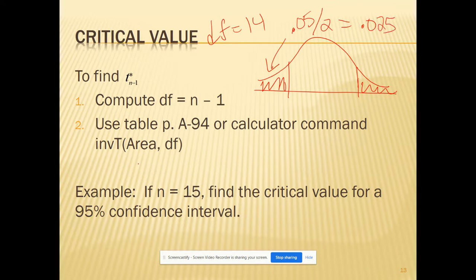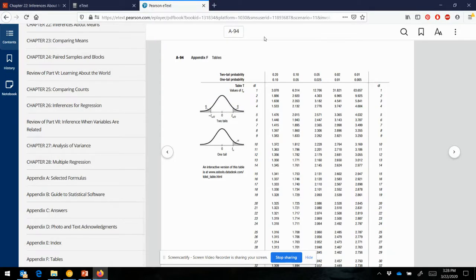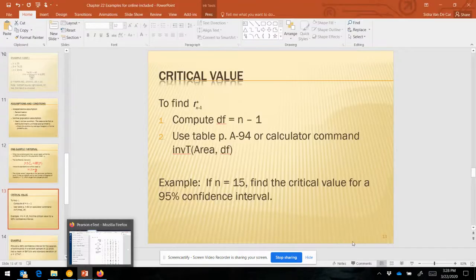So if I'm using the calculator, I would do inverse t, which I find in the distribution menu of the calculator. Inverse t of that 0.025, comma, the degrees of freedom, which is 14, and that's going to give me 2.145. Or on our chart, which is on page A94, let's go there and take a look at it because I already have it pulled up. On page A94, two-tailed probability 0.05 right here, and then the degrees of freedom 14 here. Look at the intersection of the two. There's our 2.145, exactly as we found with the calculator.